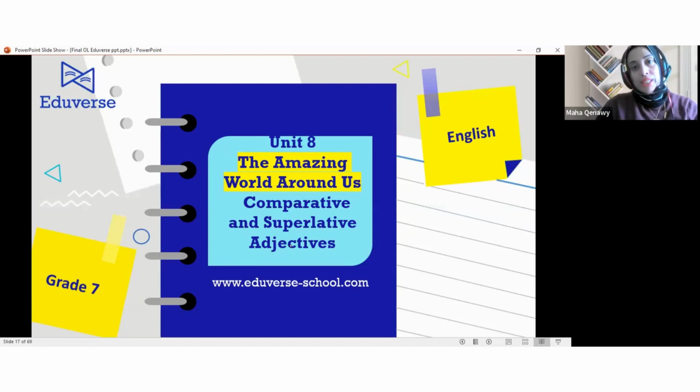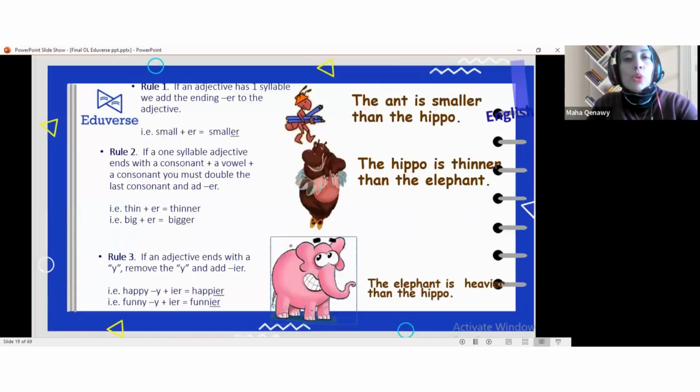Let's move on to Unit 8, the amazing world around us, starting with the comparative and superlative adjectives. Of course, you all know adjectives. Adjectives are words that describe nouns. Like when I say she's pretty, she's beautiful. I can describe a man, saying, good-looking man, a handsome man, a smart man.